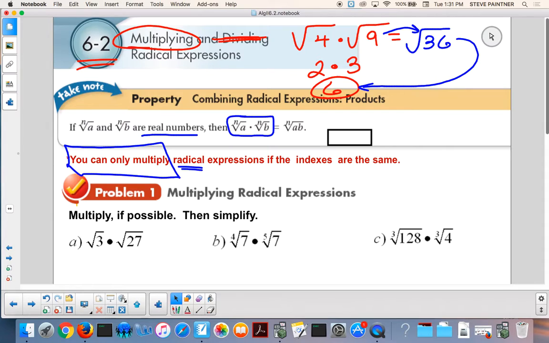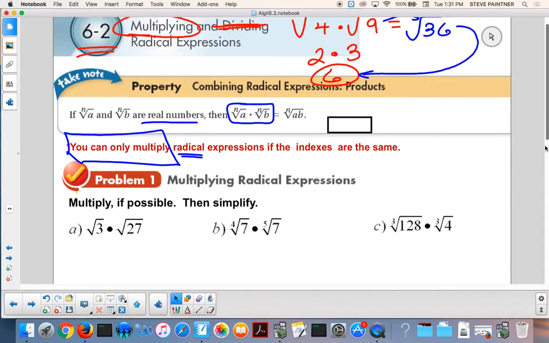So the question becomes, what if they're not the same? What do I do? You add? Okay, you multiply. You can multiply if the indices are the same. What if they're not the same? Then you cannot multiply. That was what I'm trying to get you to say. You can't multiply. You can only multiply if the indices are the same.